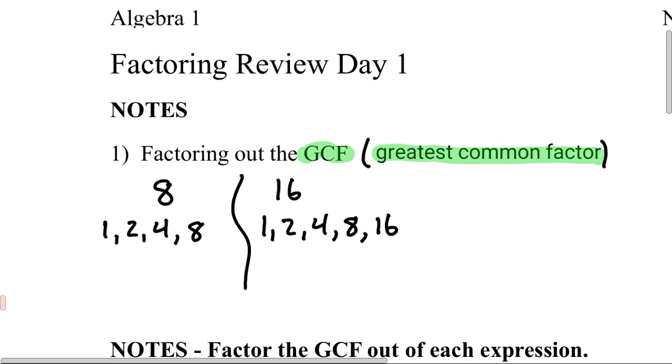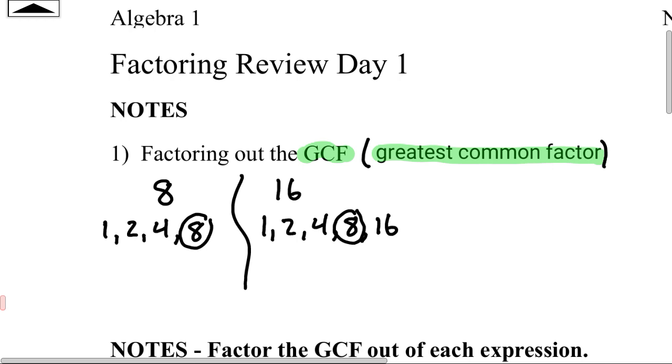Common means they both have it in common. So what's the biggest number you see that they both have in common? So it looks like it's going to be the 8. So this is one way of finding the GCF.